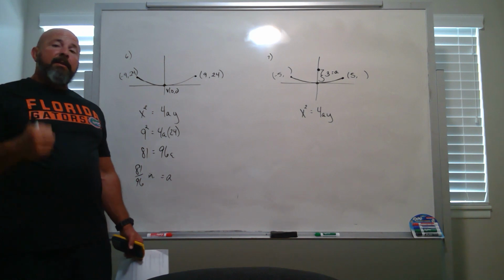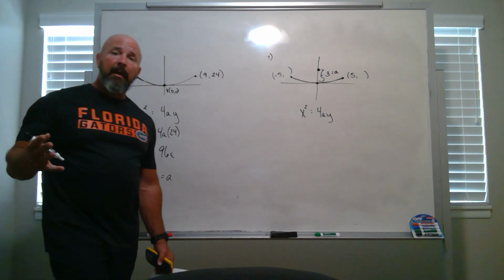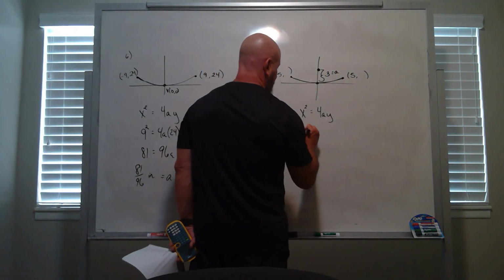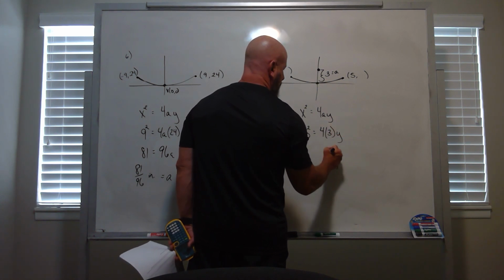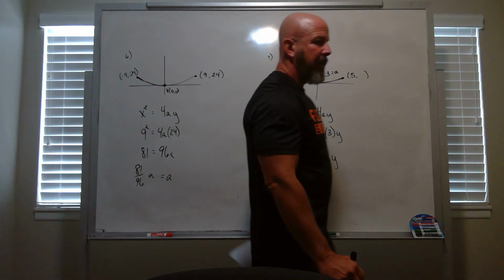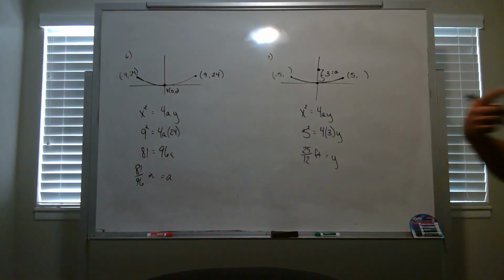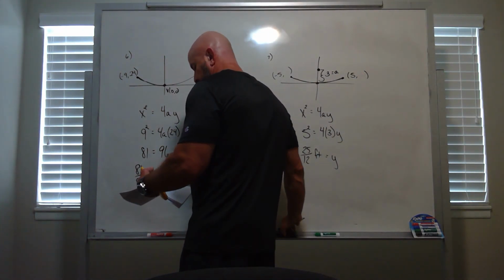Well, I can solve this for y because I have an x value of 5 or negative 5. I'm squaring, so either one will work. And I have an a value of 3. So 5 squared equals 4 times 3 times y. y would be 25/12 feet. So the depth at those two endpoints would be 25/12 feet, or again, the mixed number 2 and 1/12 is fine. Going to a decimal is also fine, but that's going to give me that y value there.